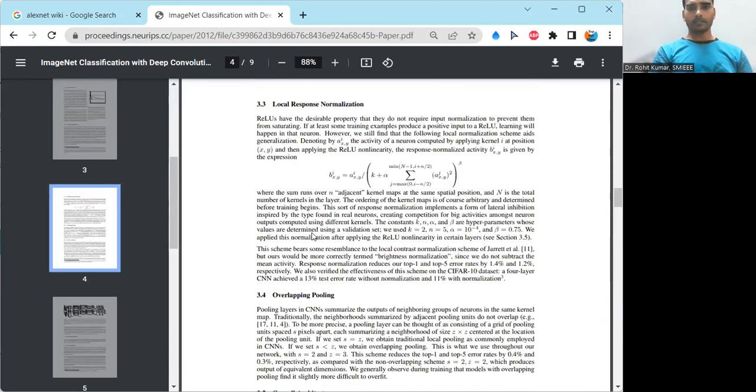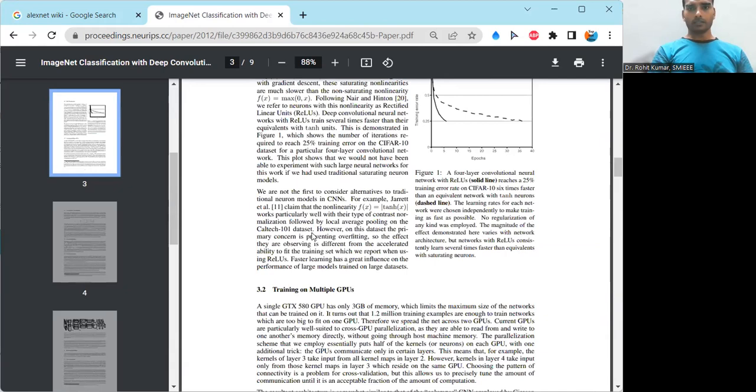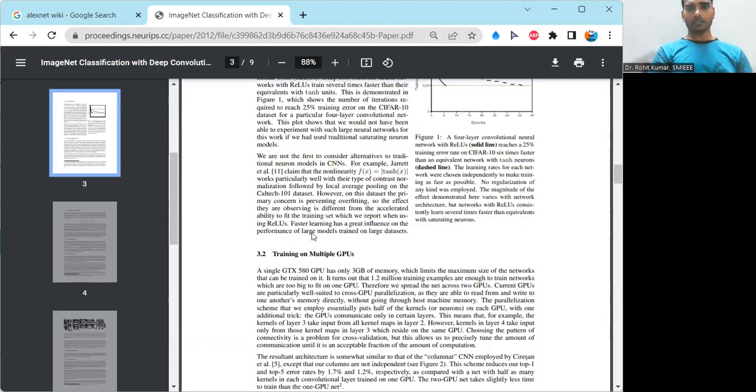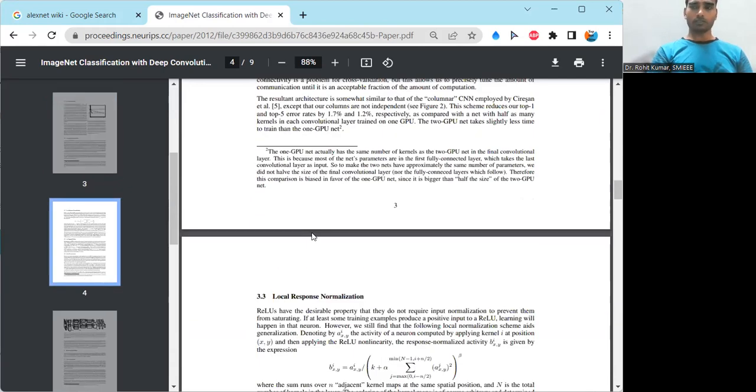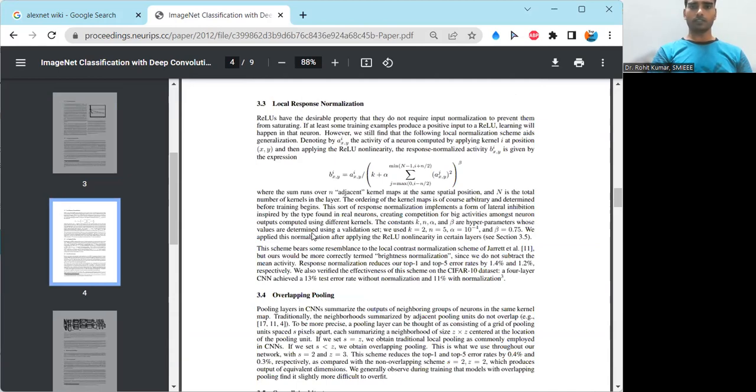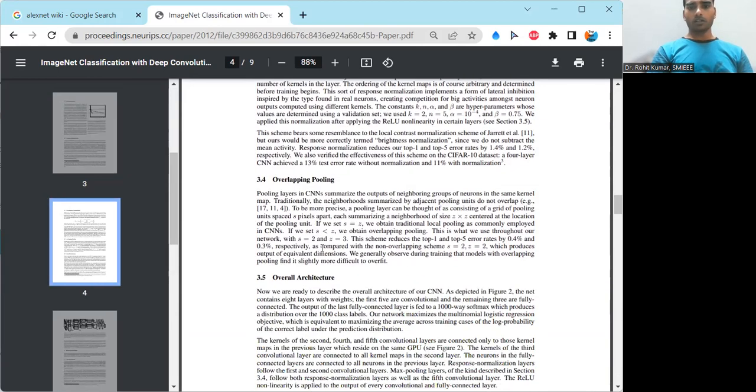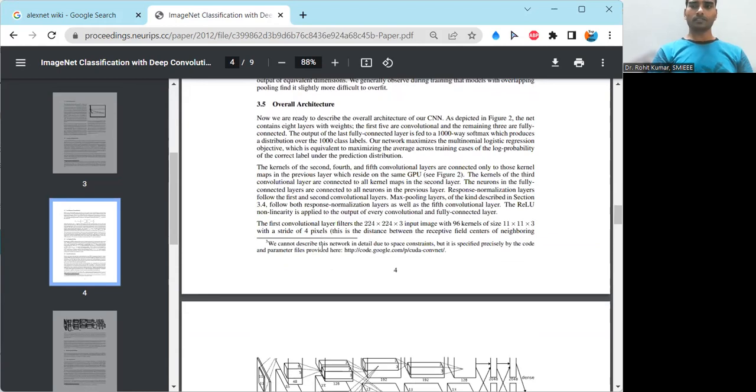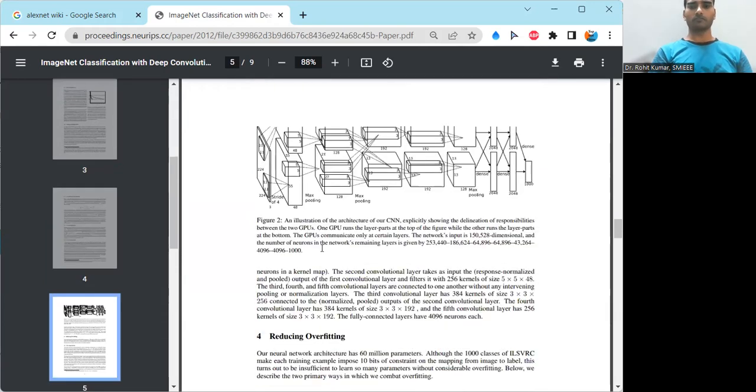Then they have discussed ReLU, which is an activation function. Then training on multiple GPUs, because they involved the multiple GPU discussion. Then local response normalization, overlapping pooling, etc. All these terms are related to AI, so if you are working in the field of AI or deep learning, you must be familiar with all these things. So we are not going into the details.